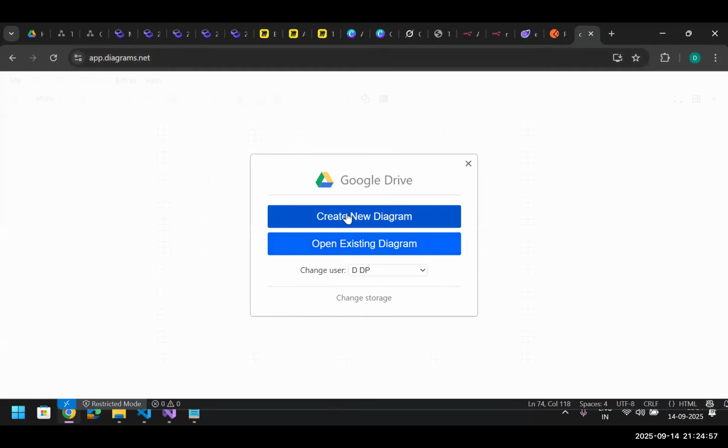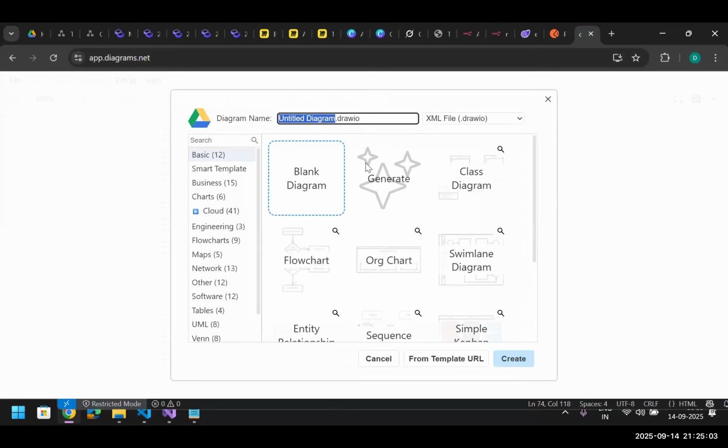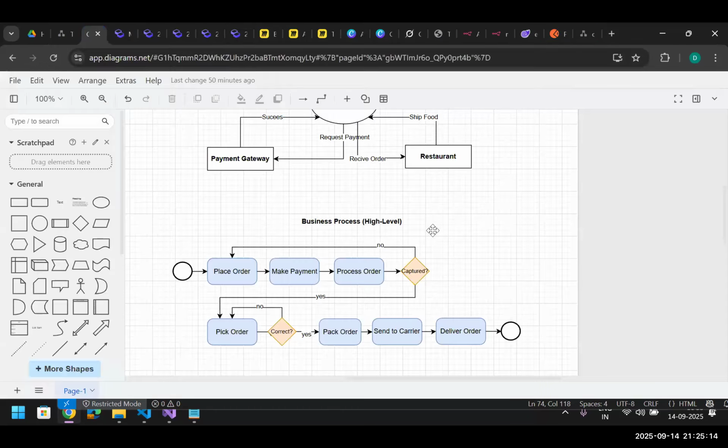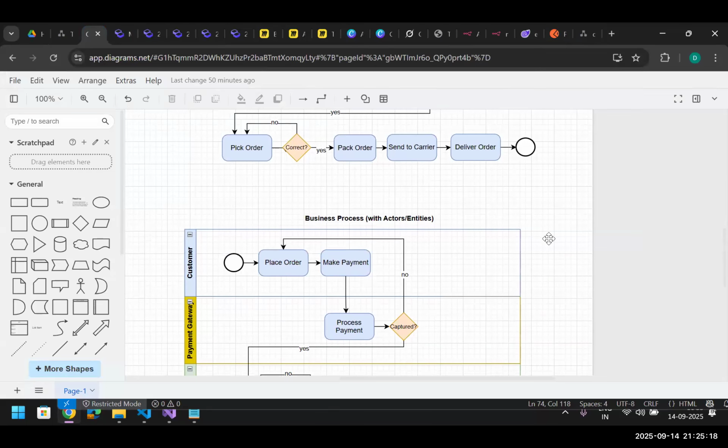It asks, where do you want to create your new diagram? And what diagram you want to create. This is the swim lane diagram I created, and the same diagram is here. So I can make use of these free tools.